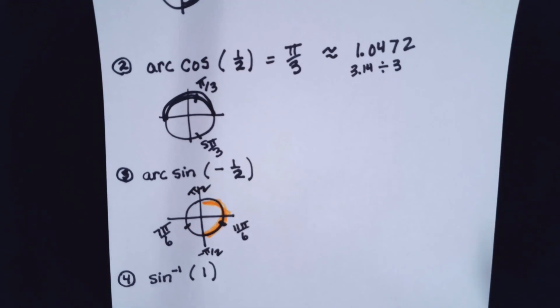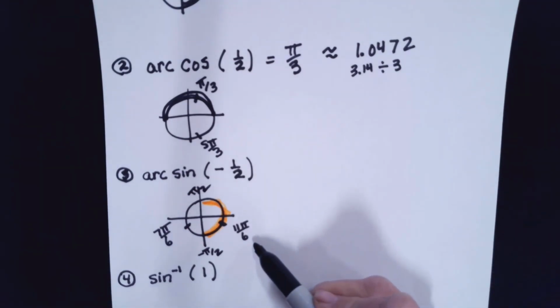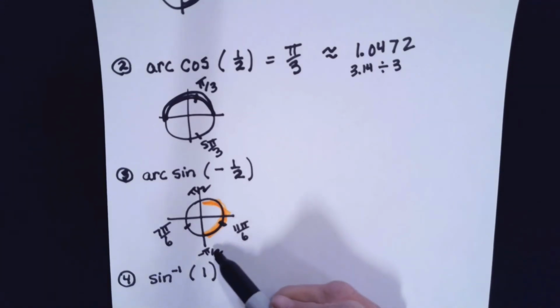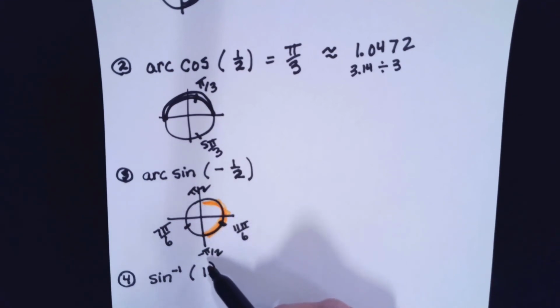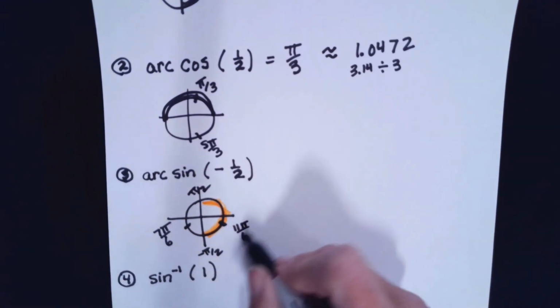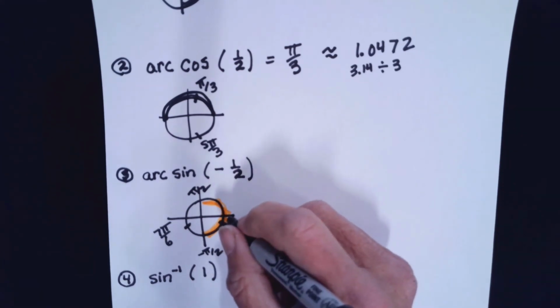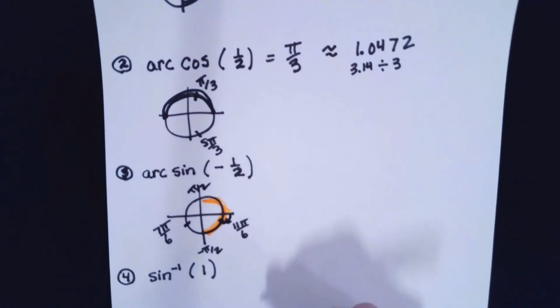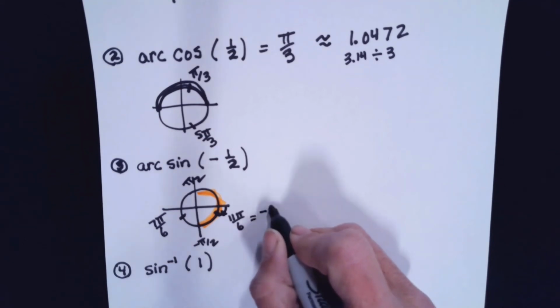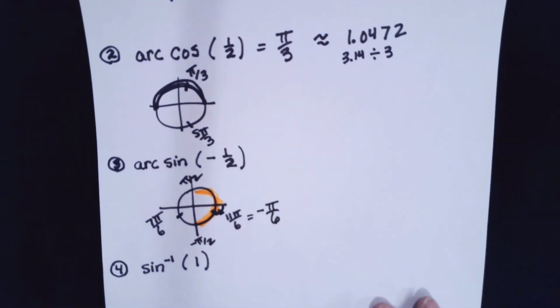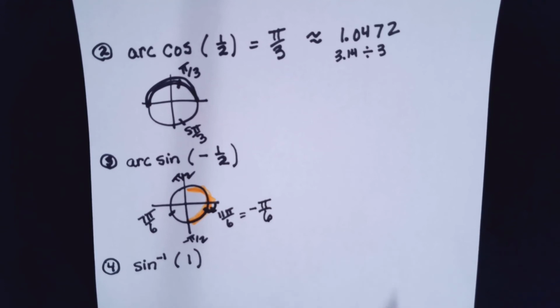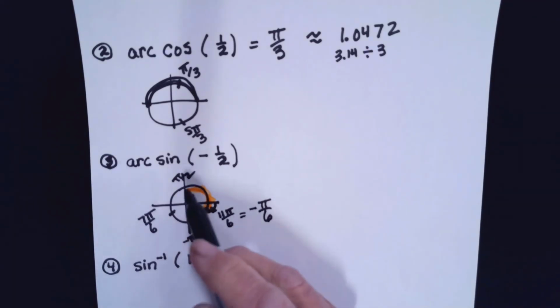And you're like, well, okay, I'm just going to put 11 pi over 6. The only thing is 11 pi over 6 is not a value between negative pi over 2 and pi over 2. It's not between negative 1.57 and 1.57. 11 pi over 6 can also be written, let's go in a negative direction, that's the same thing as negative pi over 6. Now that number is between negative pi over 2 and pi over 2.